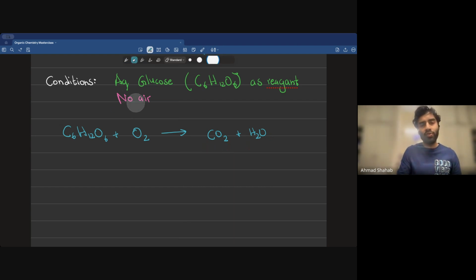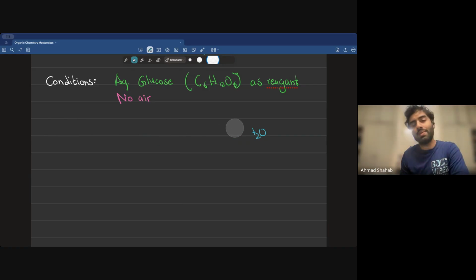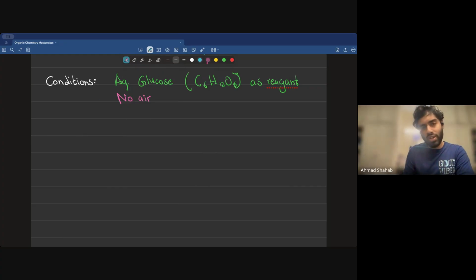So in order for glucose to not even be exposed to oxygen one bit, we make sure that there is an absence of air. There is absolutely no air that this is exposed to. Then we have another very important condition, and that condition is the temperature of this reaction.